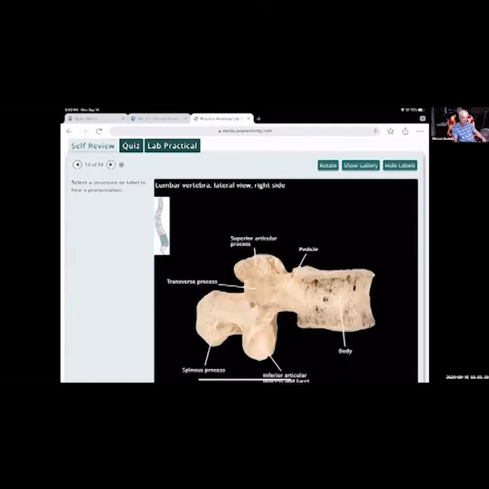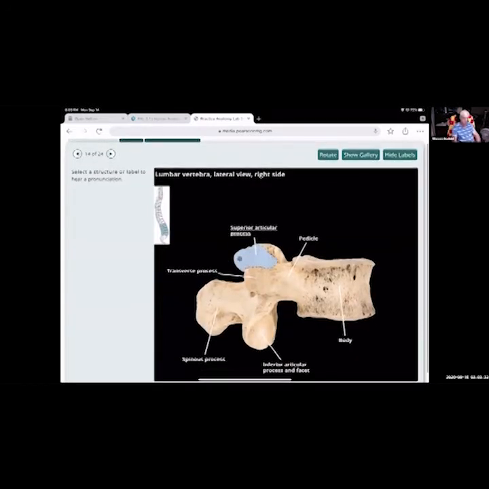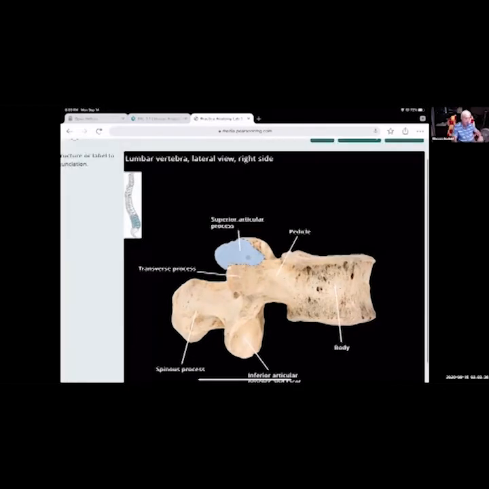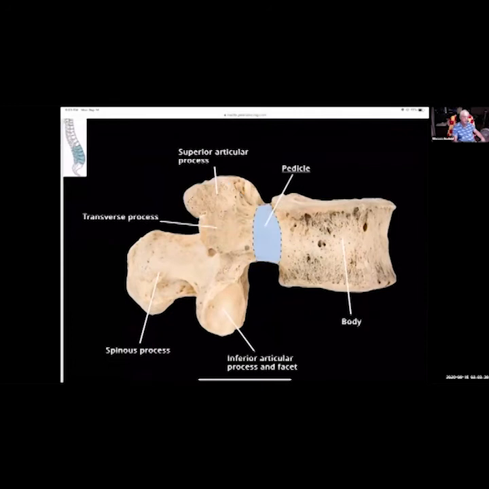Okay, this is a side view of it, lateral view. Okay, we can make it bigger. Good. The superior articular facet or process, the pedicle, which connects the body of the vertebrae, the inferior articular facet or process, the spinous process, and the transverse process. Okay, same ones we've been dealing with.